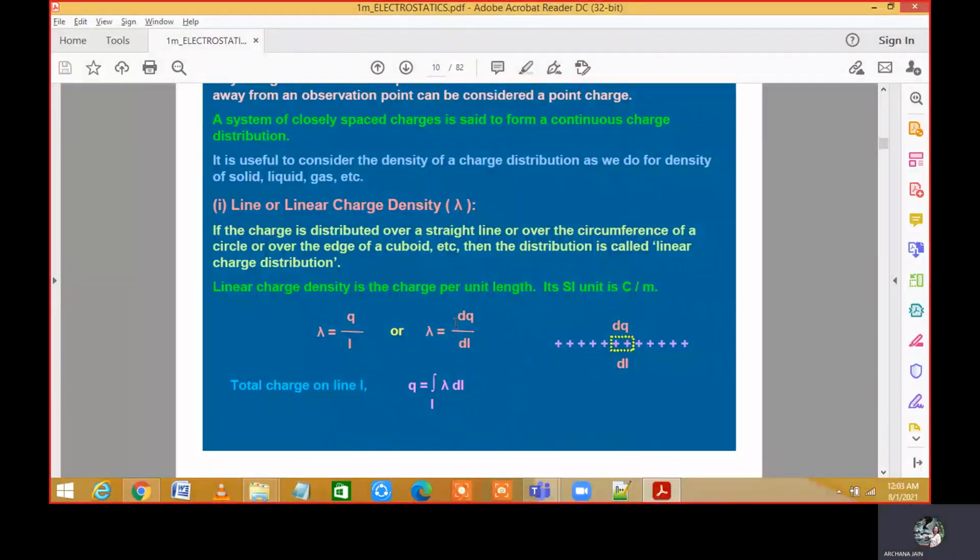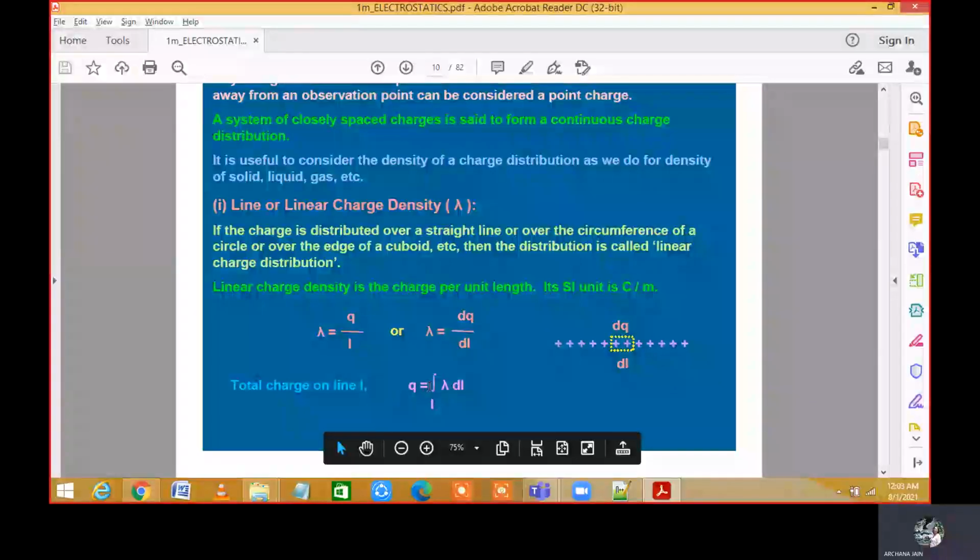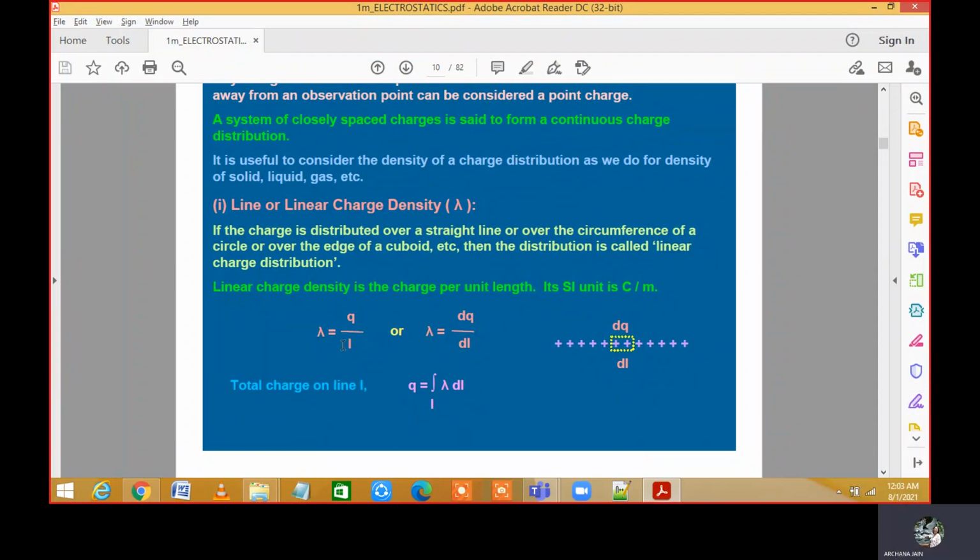Now, if we want to calculate Q, then we write dq is equal to lambda dl, cross multiplying. If we want to calculate Q, then we have to integrate it. Q is equal to integral lambda dl. By this formula, we will get the total charge. So lambda is linear charge density when total charge is Q and total length is L.